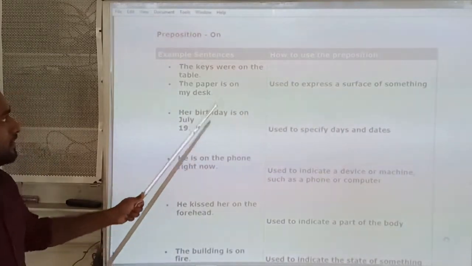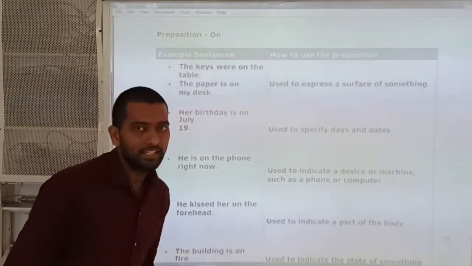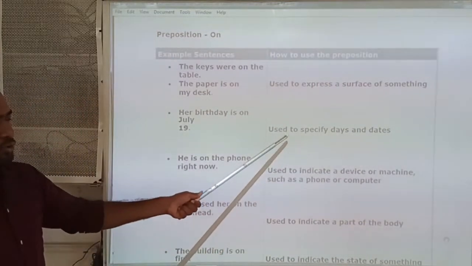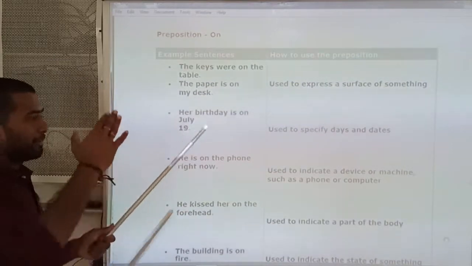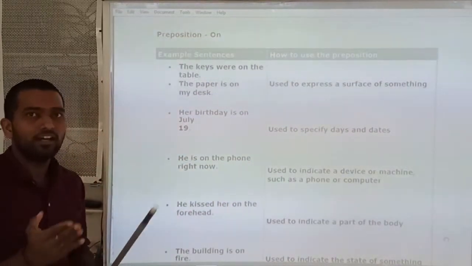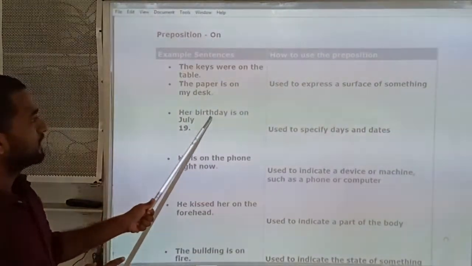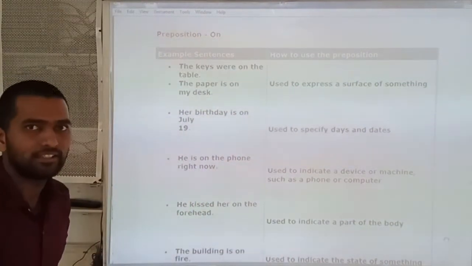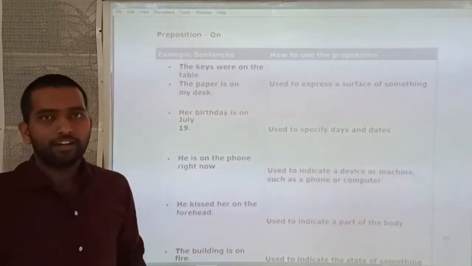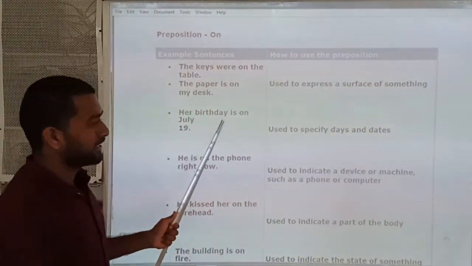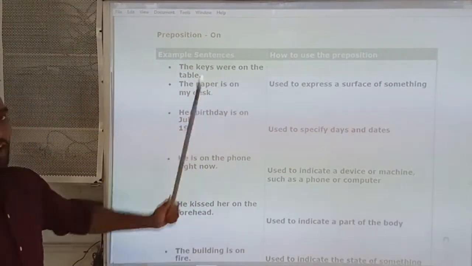Okay. Next, look at the second use. It is used to specify days and dates. Everyone knows this use. We always use on before a particular date or day. So look at the example now. Her birthday is on July 19th. And one more example, he is coming on Friday. In these types of sentences, before days or dates, we use the preposition on.